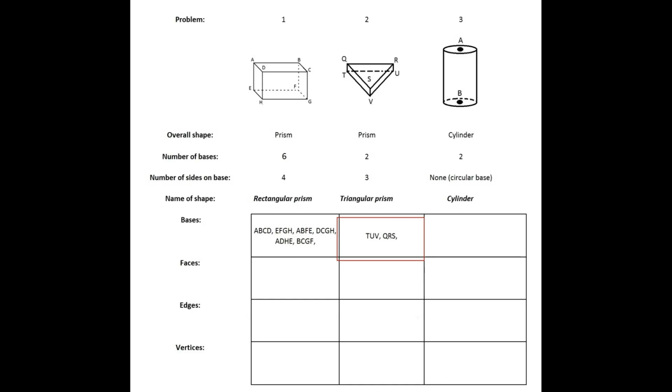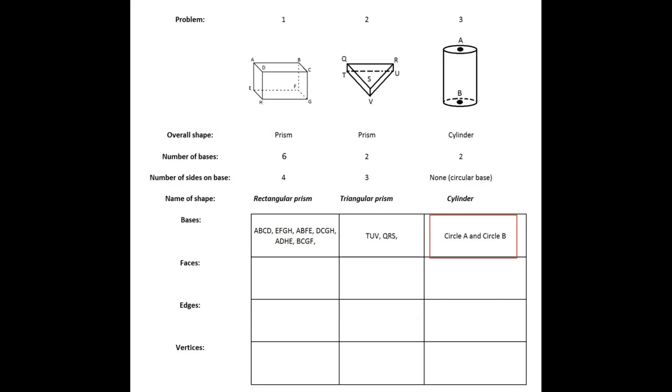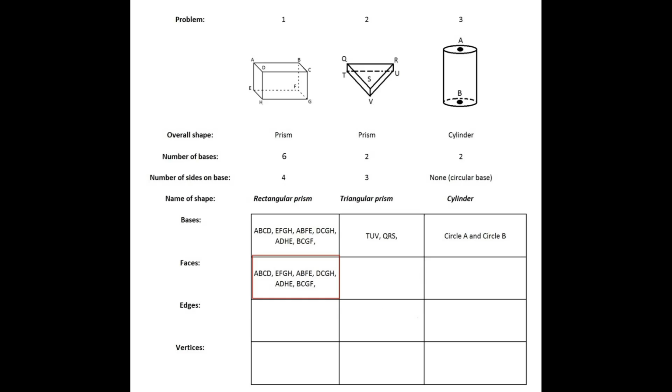Now, in the triangular prism, we have 2 bases: the bottom, TUV, and the top, QRS. So again, that's TUV and QRS. Now, in our cylinder, our bases are just circle A and circle B. I'm just naming them by their midpoints. So here's circle A at the top, here's circle B at the bottom. Now, let's look at the faces.